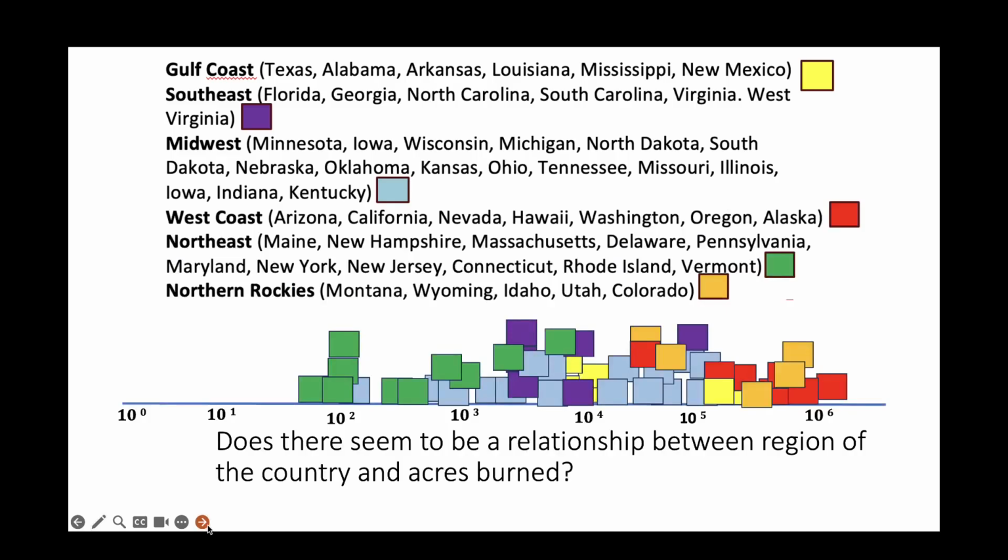Somebody offered that the Northwest, and the Northwest is, Northeast. The Northeast is the green, and you were right, the green has a lower number of acres burned than some of the other ones. And it looks to me like the red is coming from the West Coast, and the orange is coming from the Northern Rockies. And so it looks like maybe there is a relationship there. And I'm kind of excited because I can now answer my question.